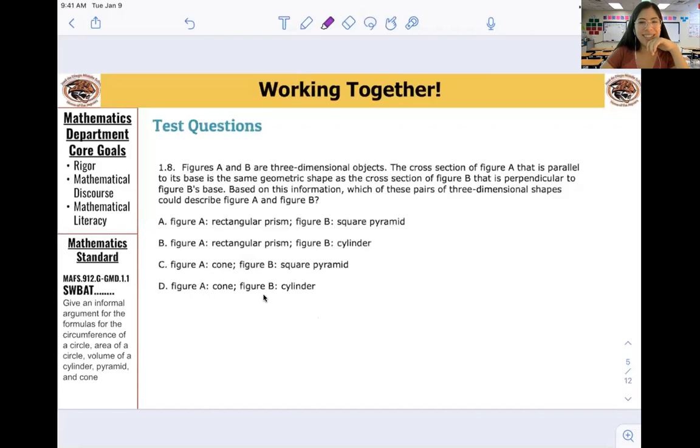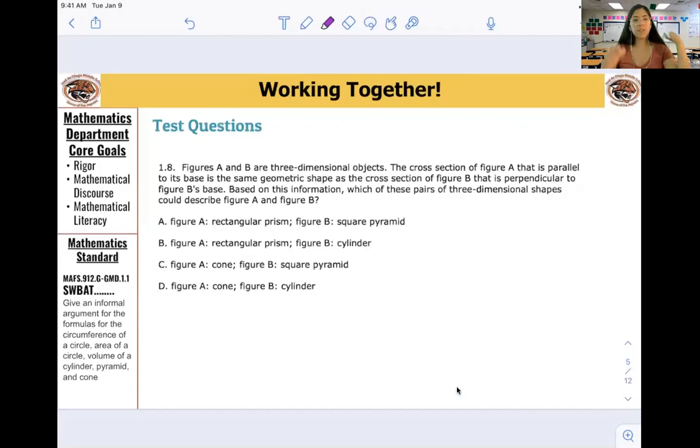Figures A and B are three-dimensional objects. The cross-section of figure A that is parallel to its base is the same geometric shape as the cross-section of figure B that is perpendicular to figure B's base. Based on this information, which of these pairs of three-dimensional shapes could describe figure A and figure B?